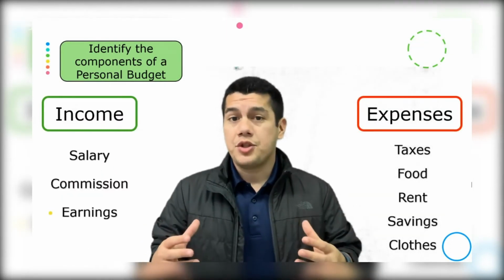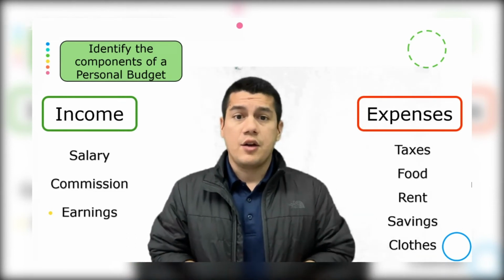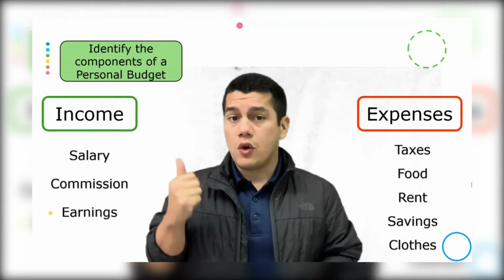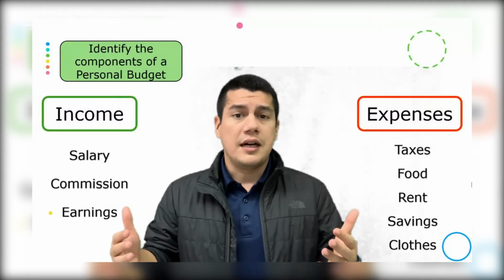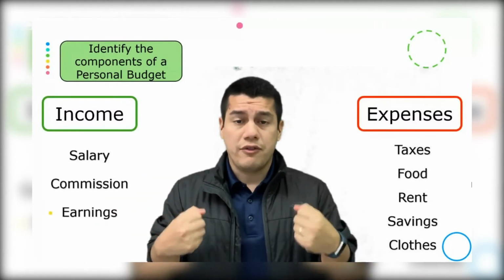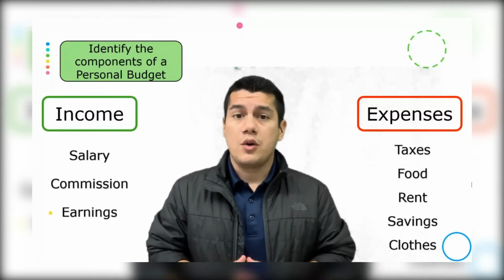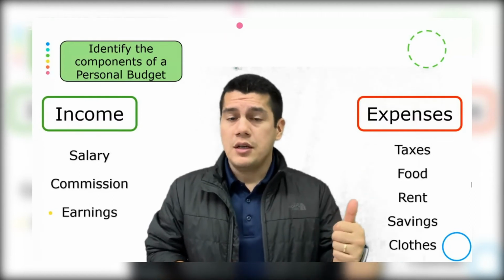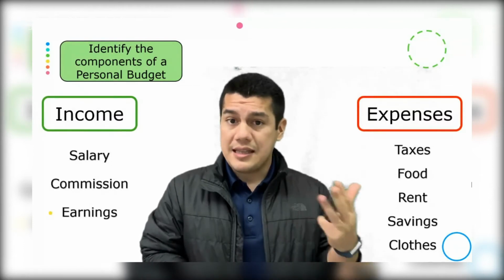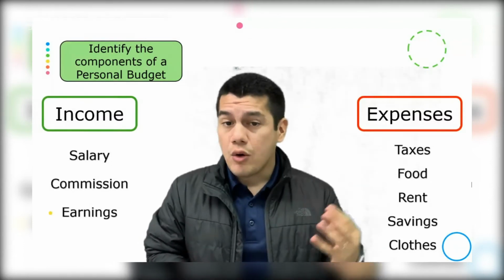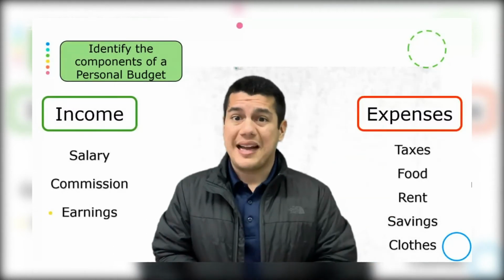Some descriptions of income that you are gonna see throughout the lesson are gonna be salary, it can be also commission, or it can be earnings. And these are three types of monies that come in your financial situation. For expenses, some examples are, you can spend money on food, you're gonna spend money on taxes, you can spend money in savings, you're gonna spend money in clothes. So these are just some examples of money that goes out of your bank account.